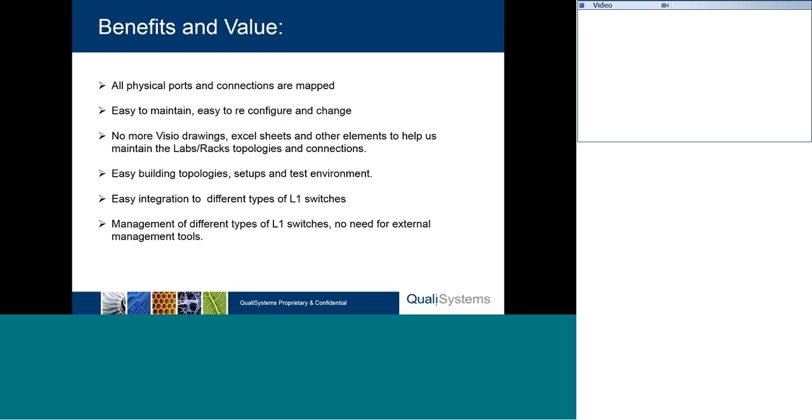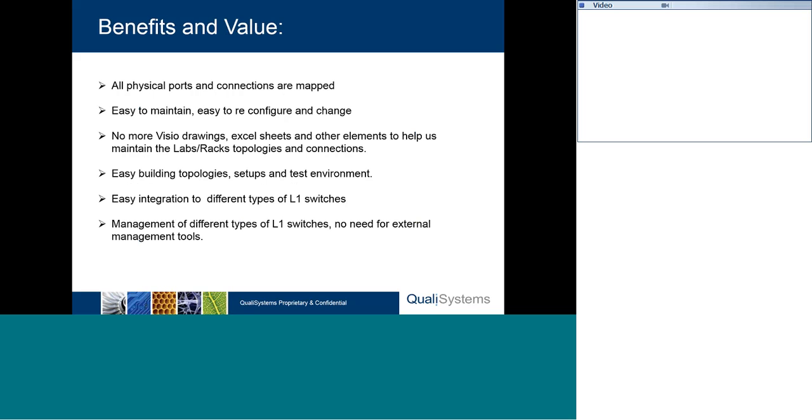So what are the benefits and value that you receive from the Resource Manager regarding connectivity control? First of all, physical ports and connections are mapped. You know what is connected to what. It's always there, and every change that you make updates the database, so there is no need for any other helper device to keep track of what's connected to what.